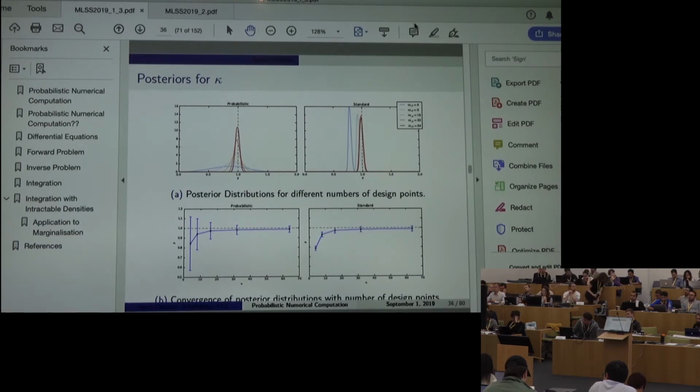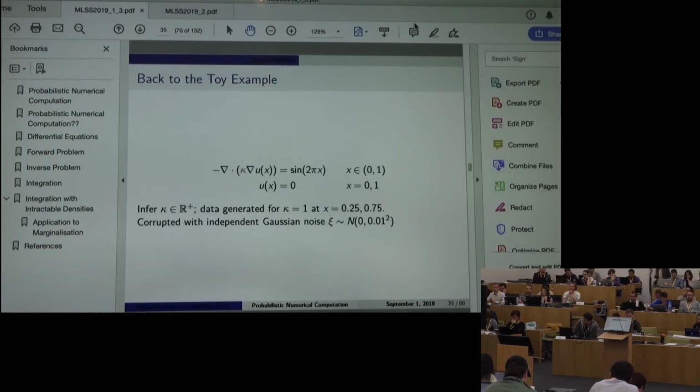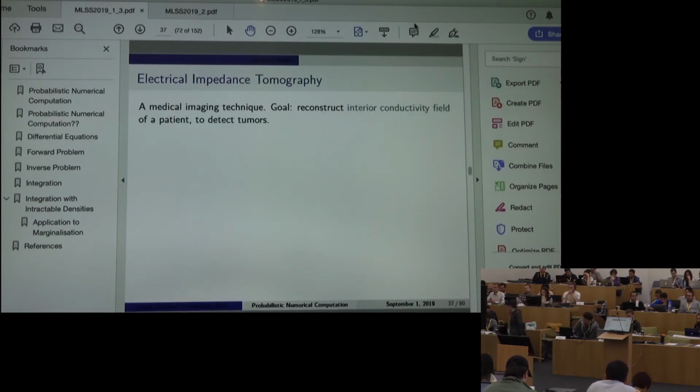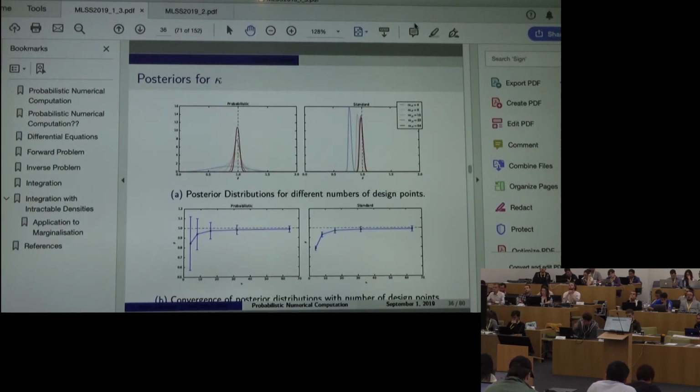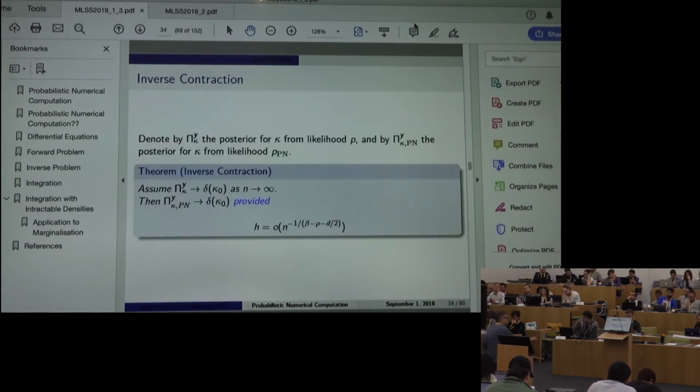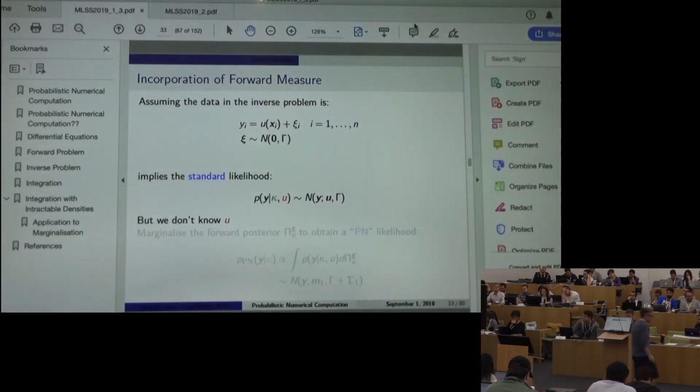No. Here we kept the number of evaluations of G fixed, and what we did is we increased n. We increased the number of observations of Y. So we increased these yi values.